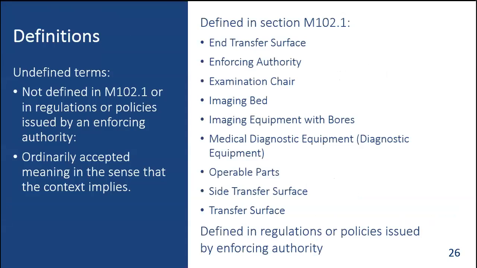Chapter 1 includes a list of defined terms, which are helpful in determining which equipment and what components of equipment are covered by the standards. The list of defined terms includes the list you see here, which is everything from end transfer surfaces to operable parts, imaging beds, transfer surfaces. Terms that are not defined in section M102.1 and are not defined in regulation or policies issued by the enforcing authority use ordinarily accepted meanings in the sense that the context implies. Please see the text of the MDE standards for definitions of these specific terms.